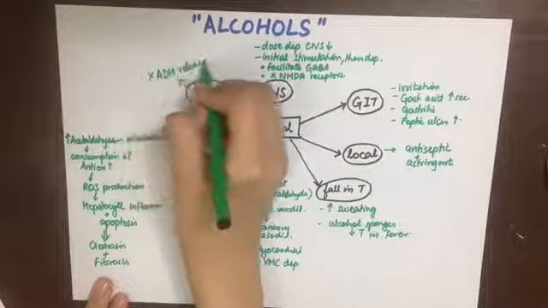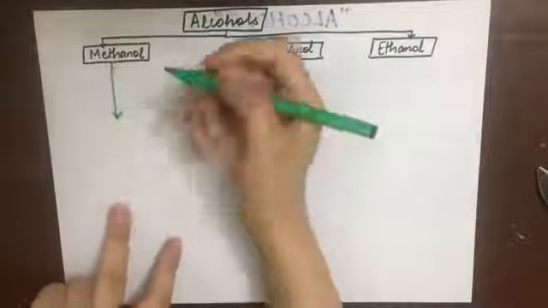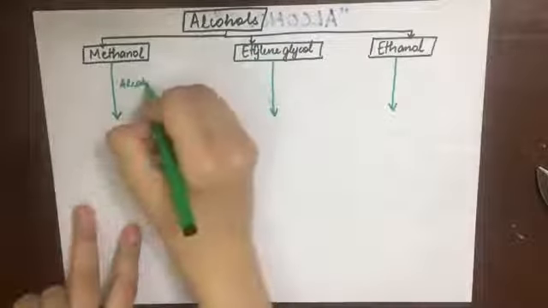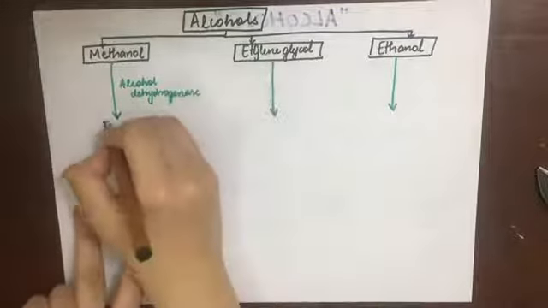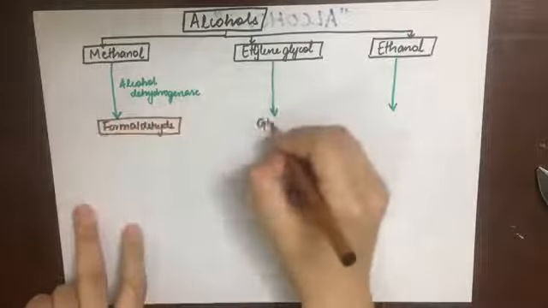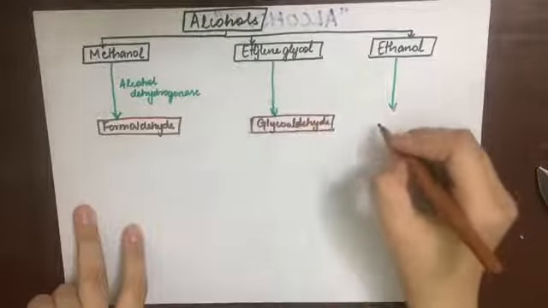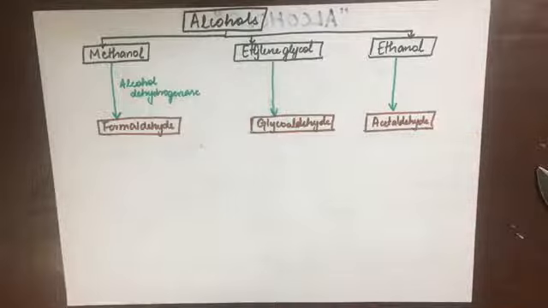Now let's see how different types of alcohols are metabolized after they're ingested. They can be methanol, ethylene glycol, and ethanol. First enzyme they see is alcohol dehydrogenase. It will convert methanol into formaldehyde, ethylene glycol into glycoaldehyde, and ethanol into acetaldehyde.